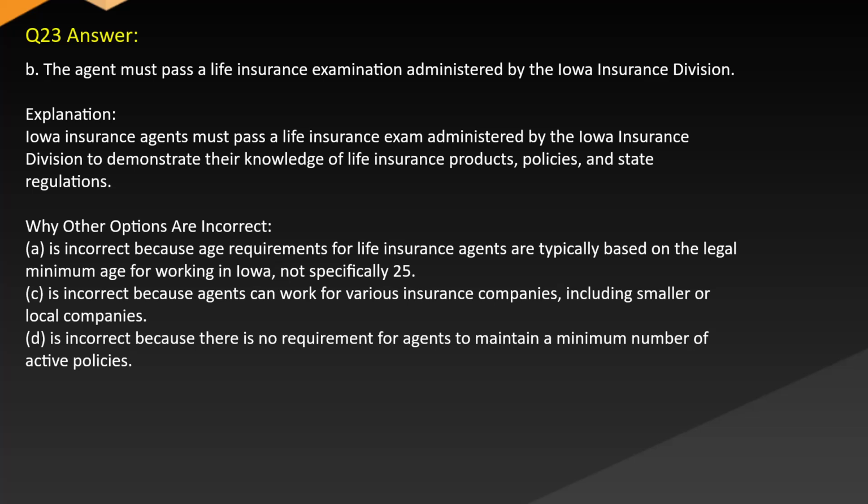Explanation. Iowa insurance agents must pass a life insurance exam administered by the Iowa Insurance Division to demonstrate their knowledge of life insurance products, policies, and state regulations. Why other options are incorrect? A is incorrect because age requirements for life insurance agents are typically based on the legal minimum age for working in Iowa, not specifically 25. C is incorrect because agents can work for various insurance companies, including smaller or local companies. D is incorrect because there is no requirement for agents to maintain a minimum number of active policies.